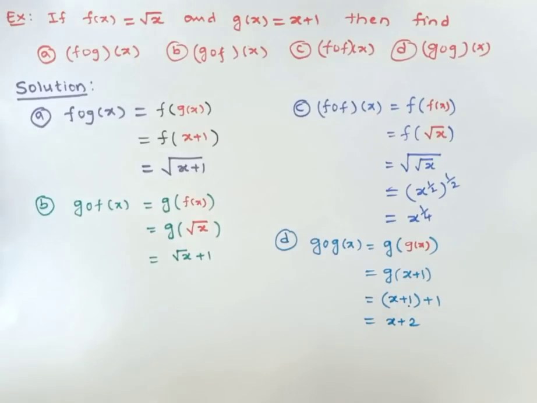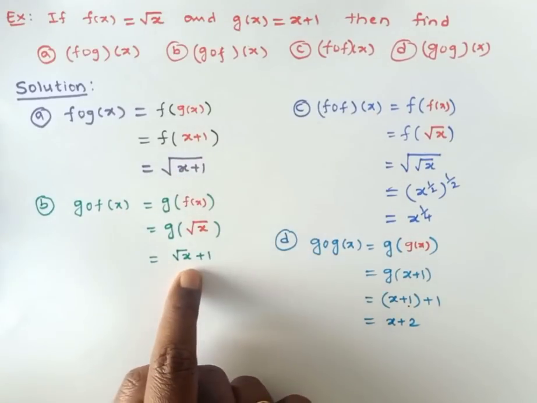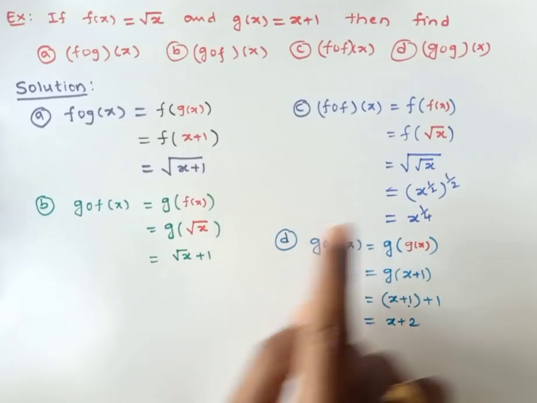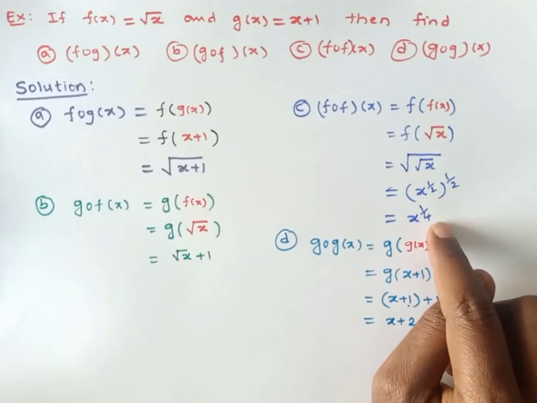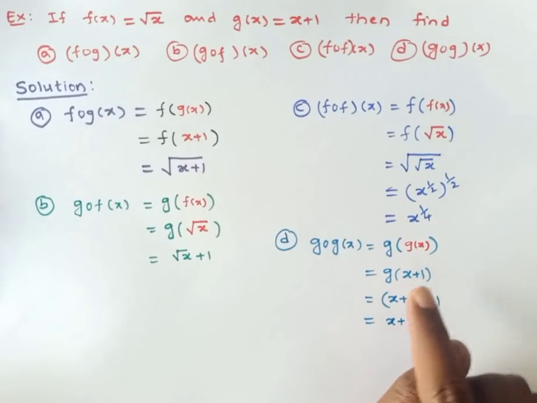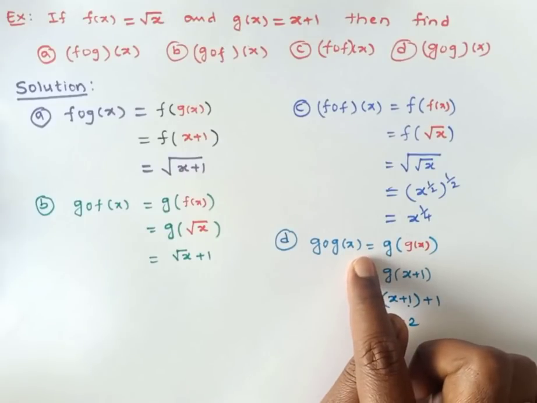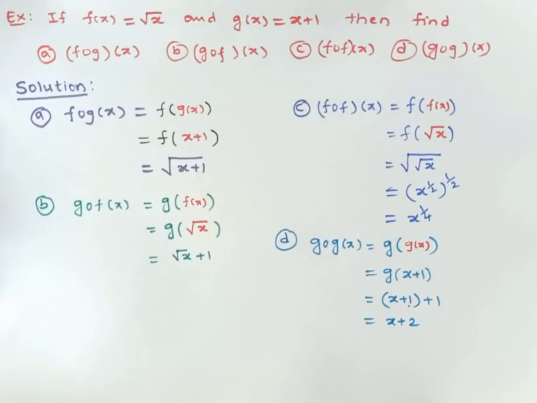Now f circle g is root x plus 1, g circle f is root x plus 1, f circle f of x is x to the power of 1 by 4, and g circle g of x is x plus 2.